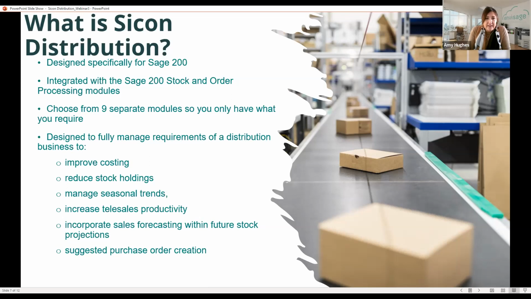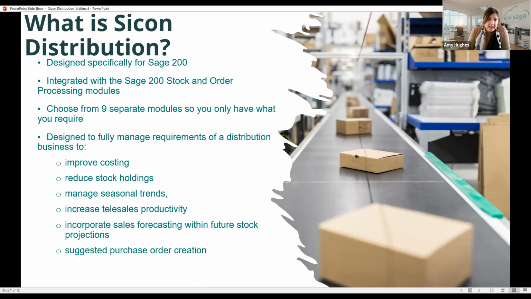The great thing about the Sicon Distribution modules is that they sit really well within Sage 200, so users aren't going outside of Sage 200 to access any of the modules. They work really well within Sales Ledger and the Purchase Ledger within Sage 200. And they've cleverly separated them out into 9 modules. So if you don't need the full distribution, you can purchase the modules separately. So whatever functionality you really like, you can have.